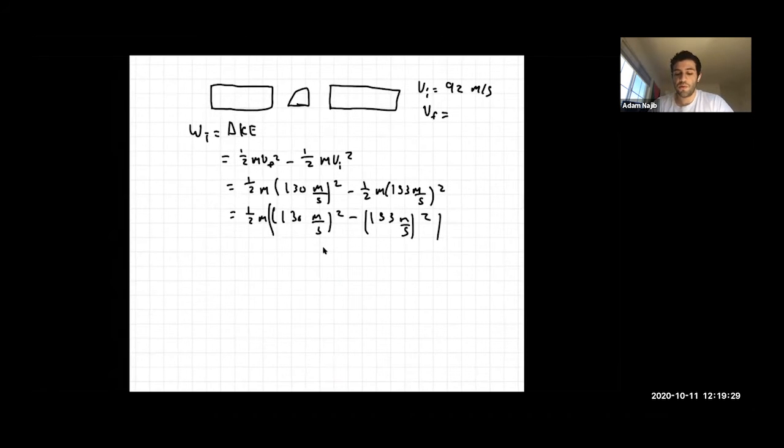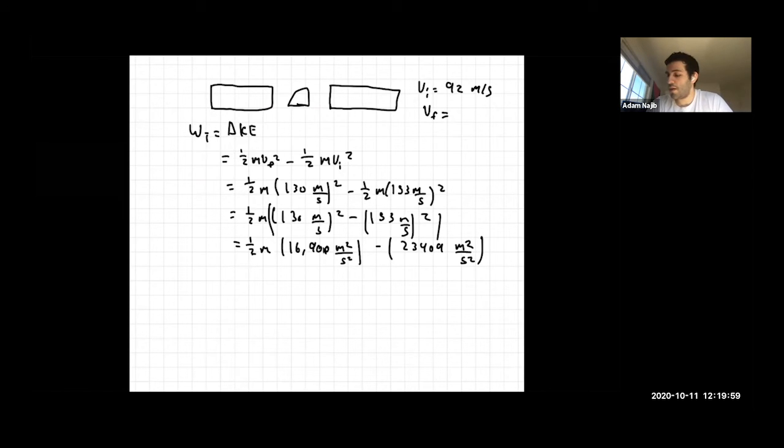I'm going to square 130. That's equal to 1/2 m times 16,900 meters squared per second squared minus 23,409 meters squared per second squared, because all units have to be squared.